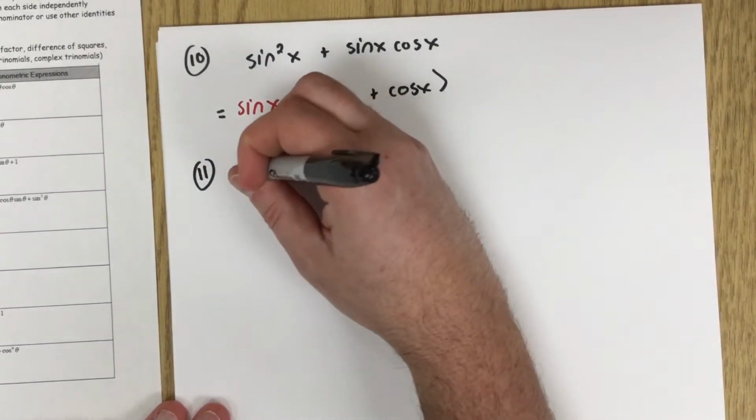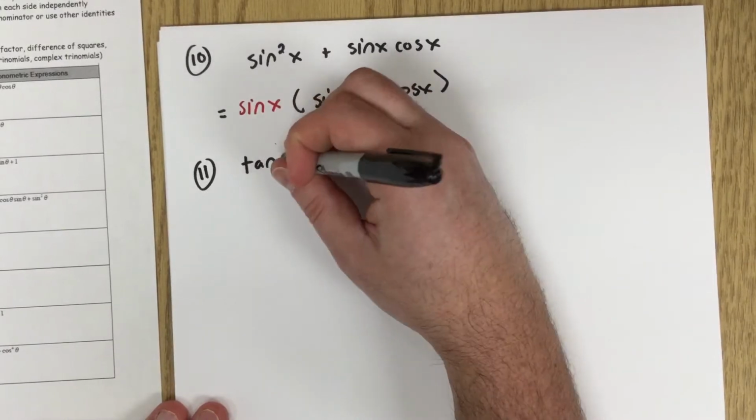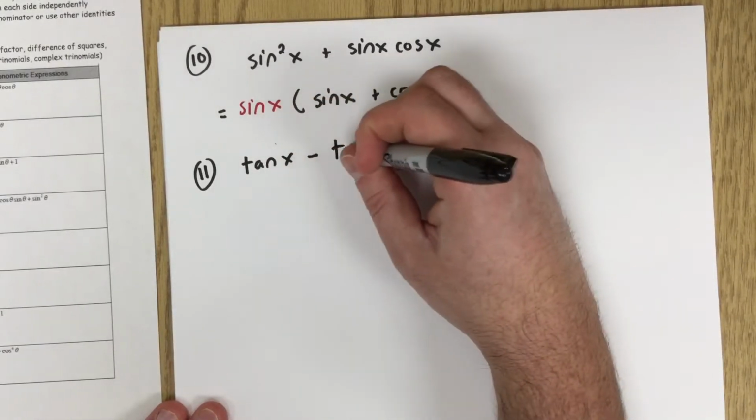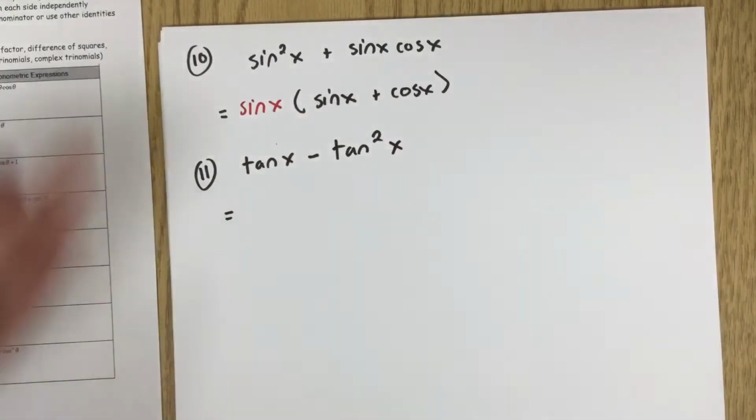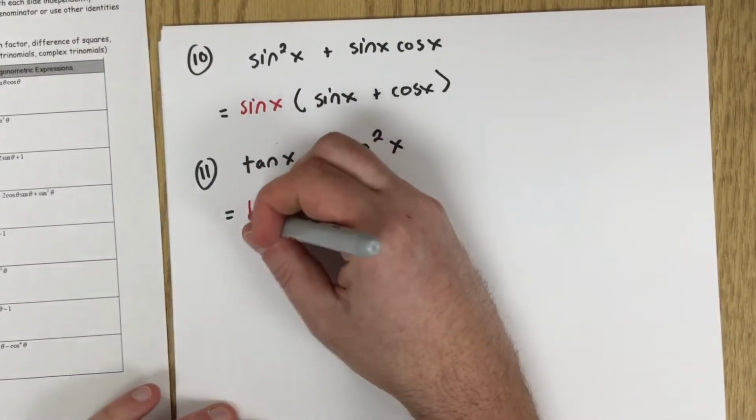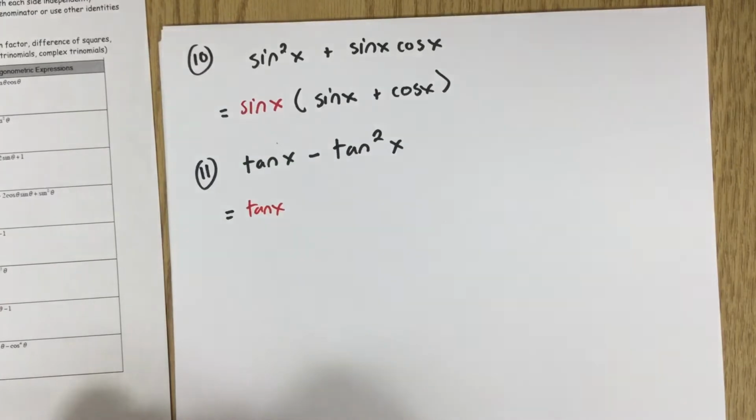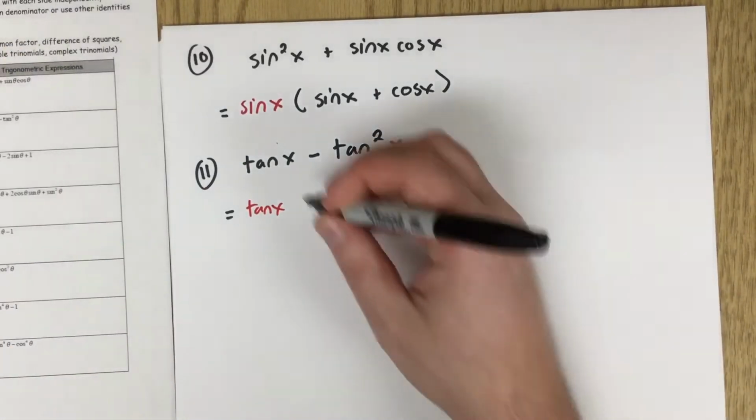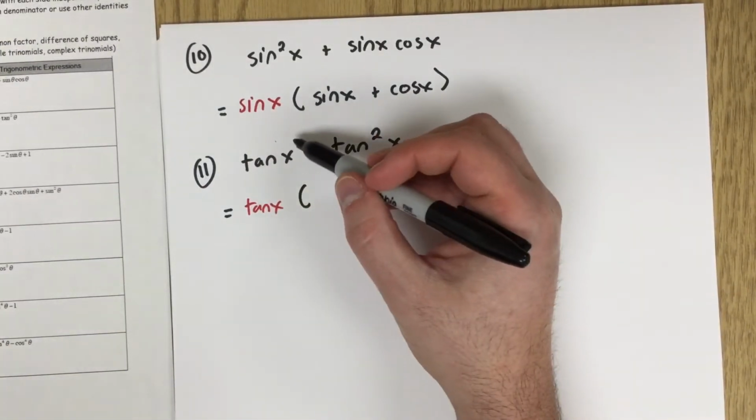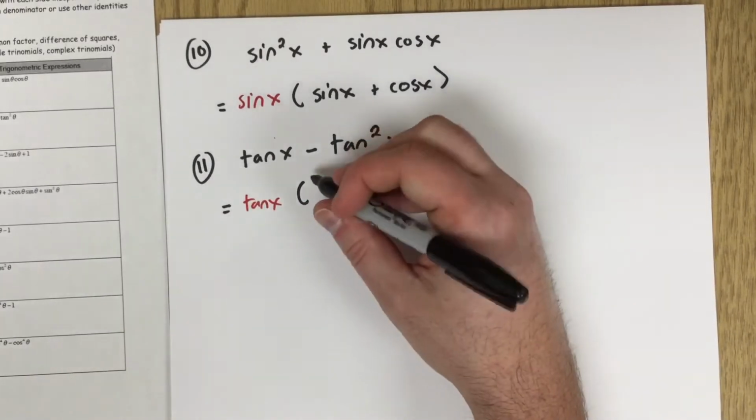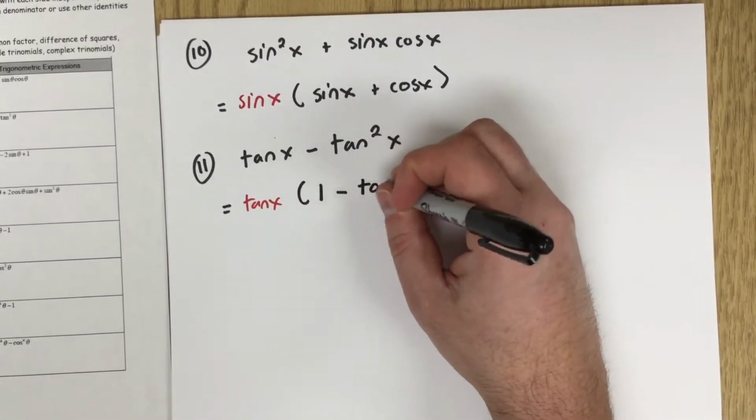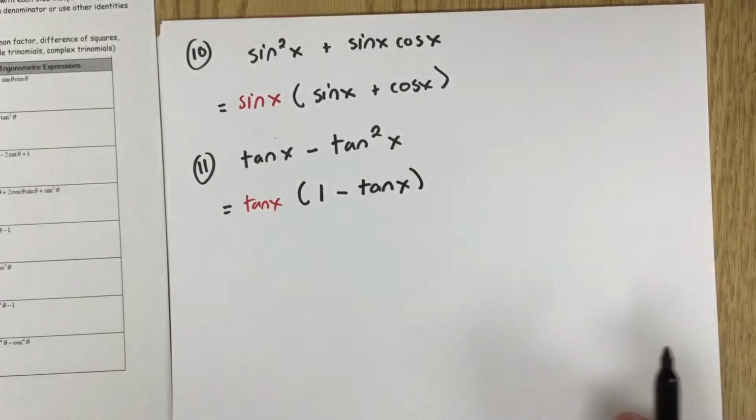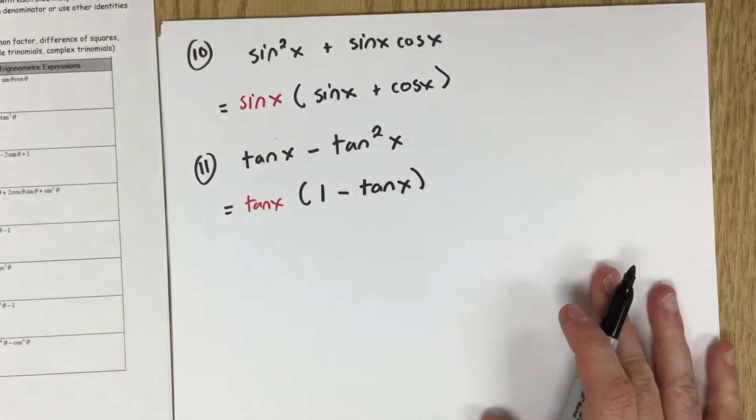11. So tan x minus tan squared x. Pretty much the same thing. We're going to take out a common factor of tan x. What does that leave behind? When we take out tan x from tan x, it leaves just a 1. So 1 minus tan squared x divided by tan x is tan x. Okay.